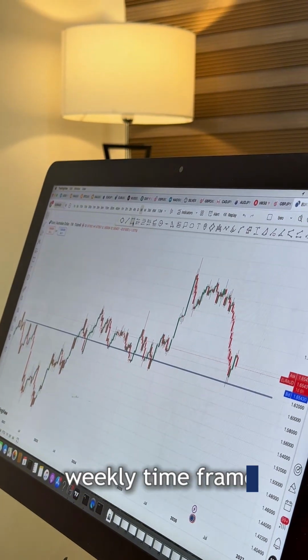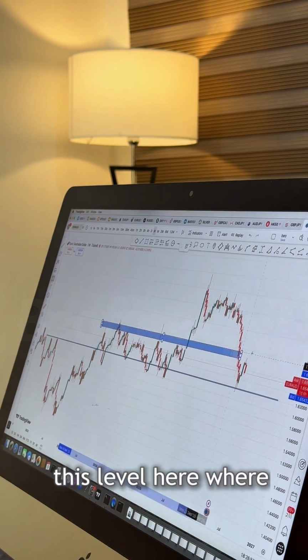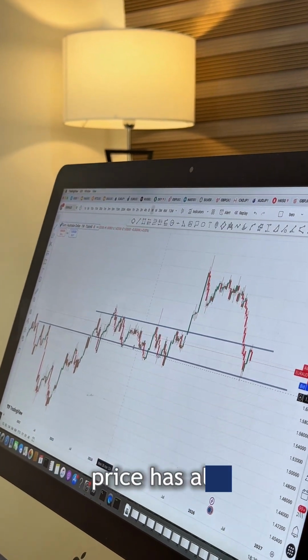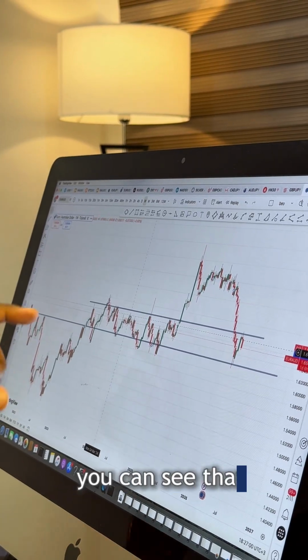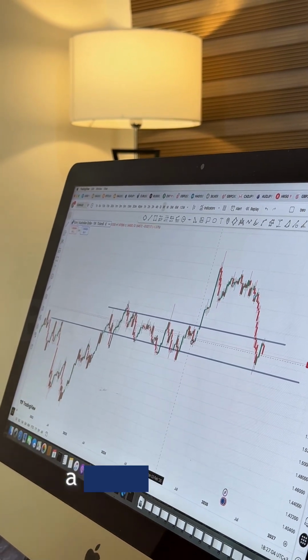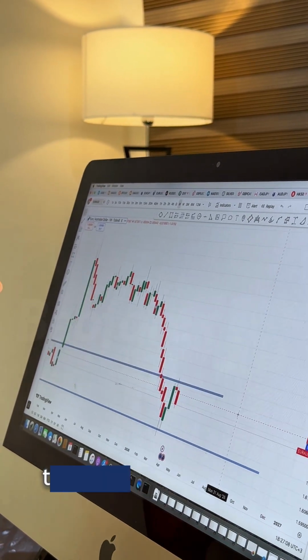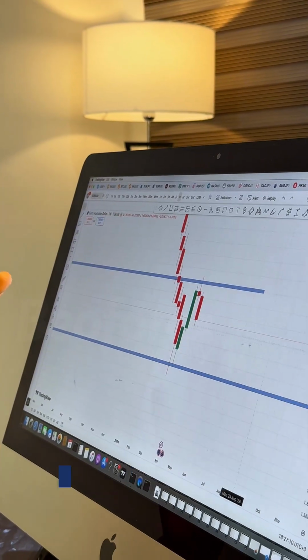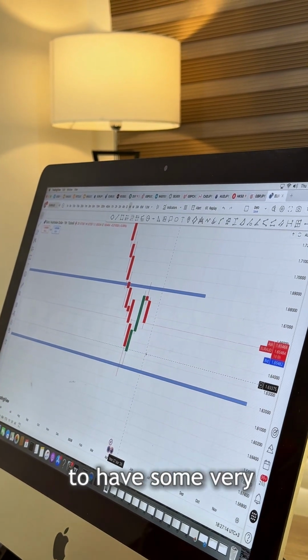Also on this same weekly time frame, we also had an area at this level here where we see that price has also had significant reactions in the past. You can see that towards this particular area here, price was in a range for a very long time in between these two areas, and now we can see that price recently just broke back into that same area again, and we are expecting to have some very massive reaction.